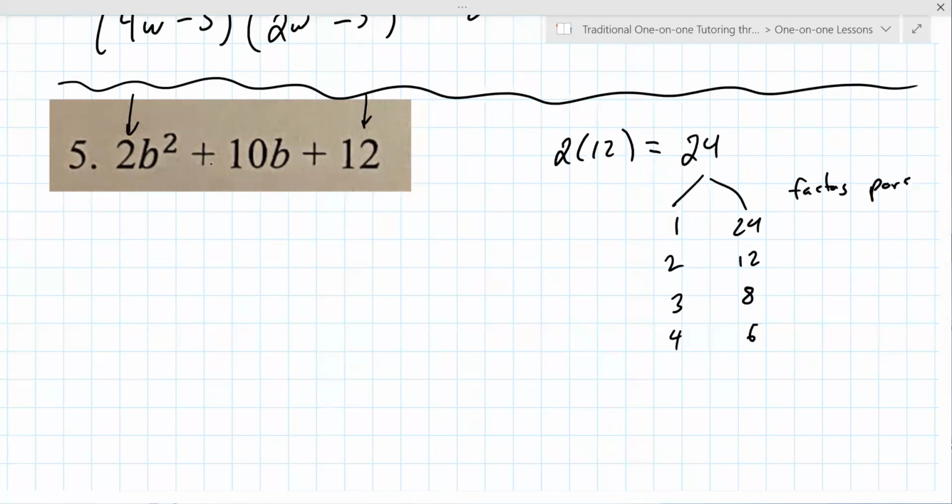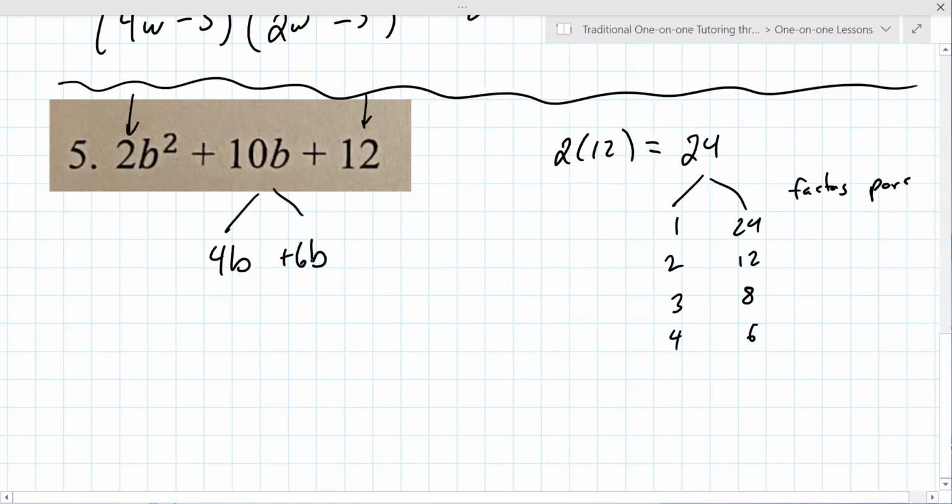Do any of these add up to positive 10? Four and 6. So this 10b becomes 4b plus 6b. 2b squared plus 4b plus 6b plus 12. Is that okay? All right, so look at those first two terms. You have to find the GCF of them. What is that GCF?